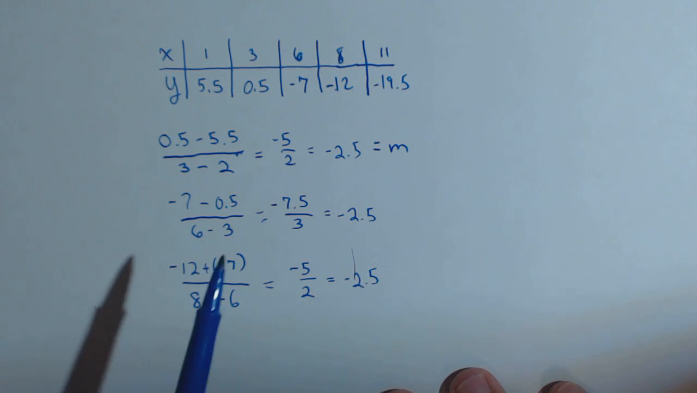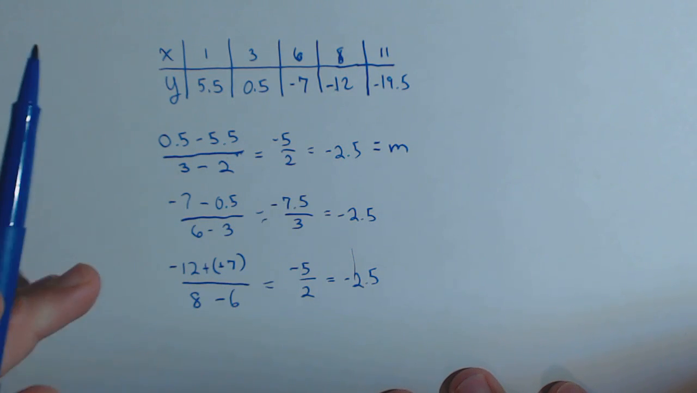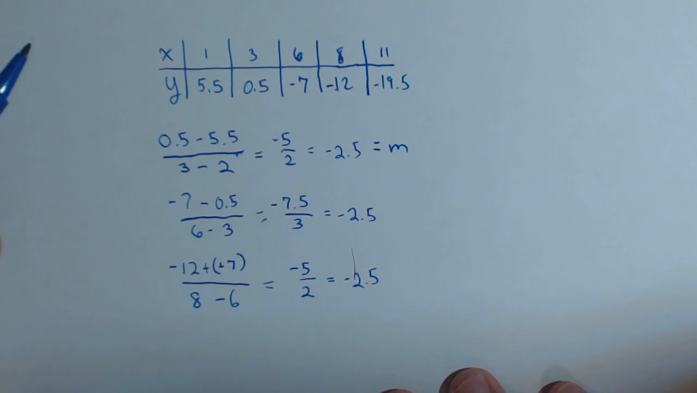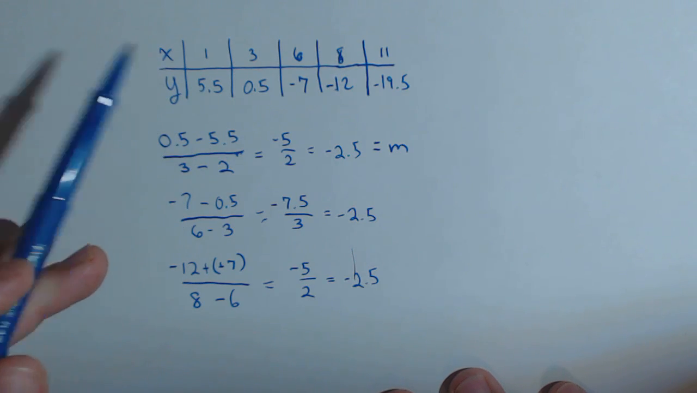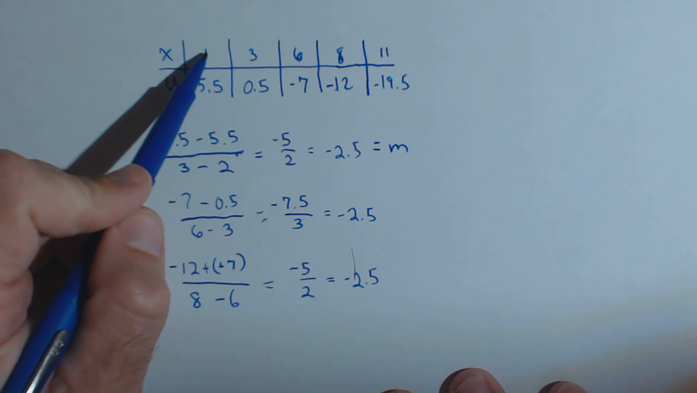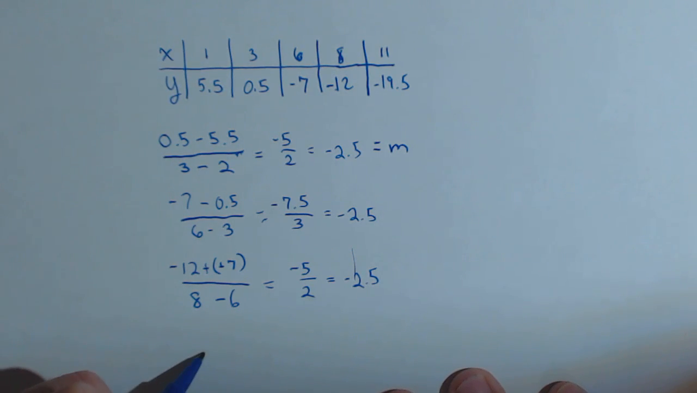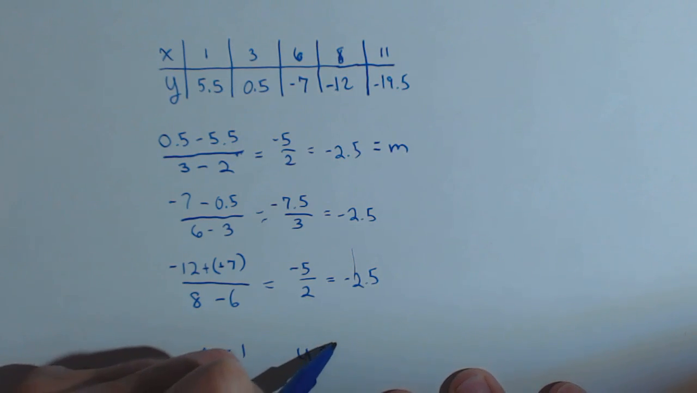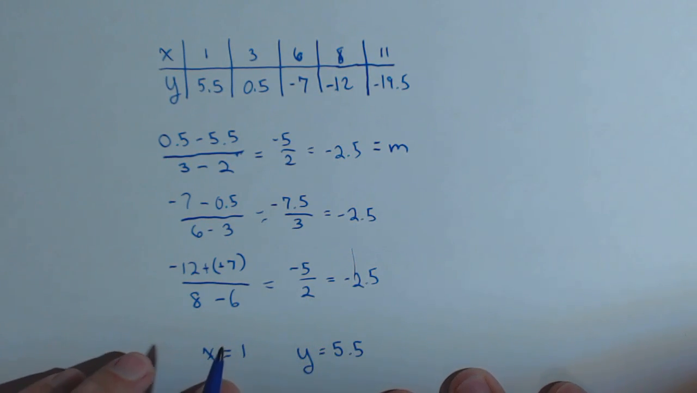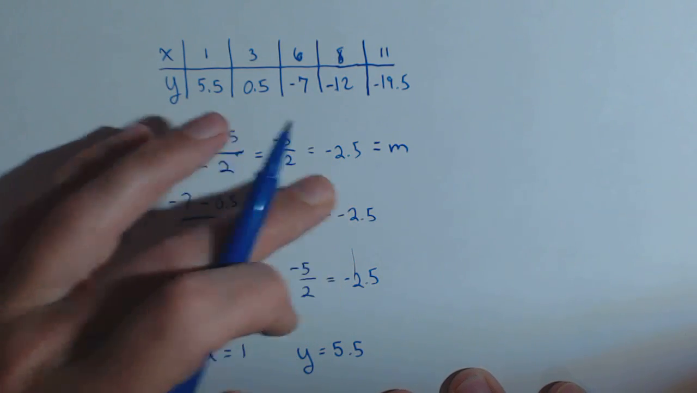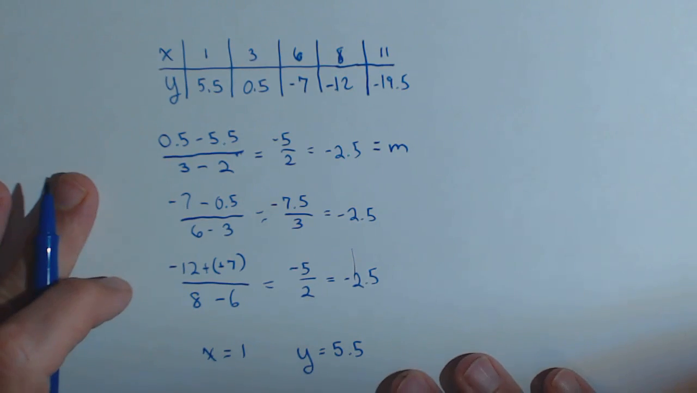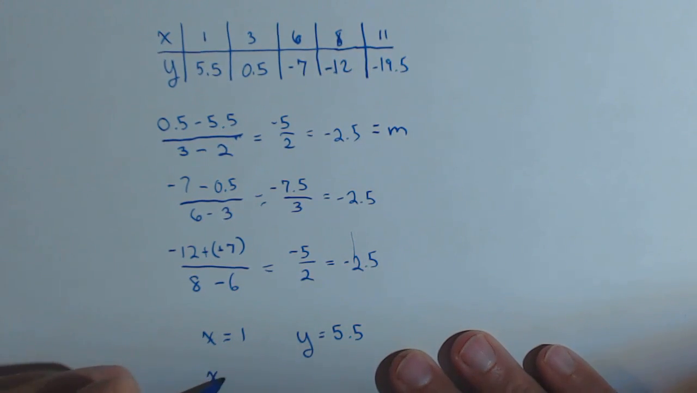Now, there's a couple different ways we can actually find the y-intercept. One is we could build the model, and we could find it that way. But let's use what we know about linear functions to work off of this. Well, we know that when x equals 1, y equals 5.5, and that every time x goes up 1, it goes down 2.5. Well, we want the y-intercept, which means we want when x equals 0.